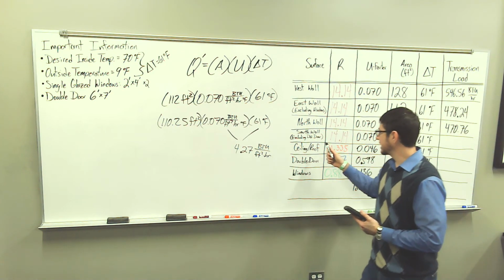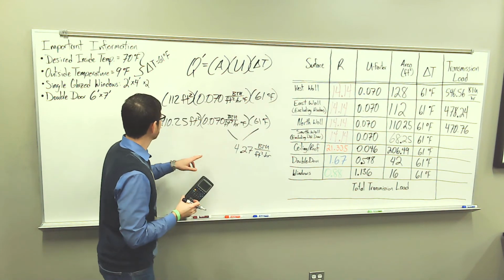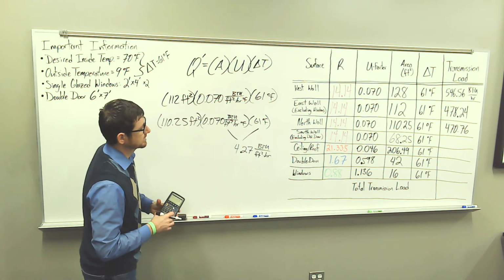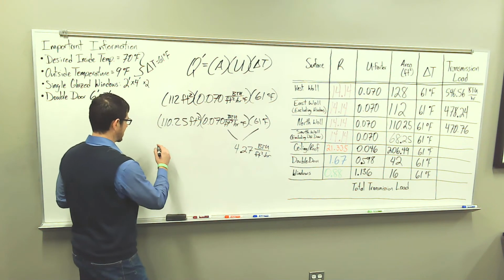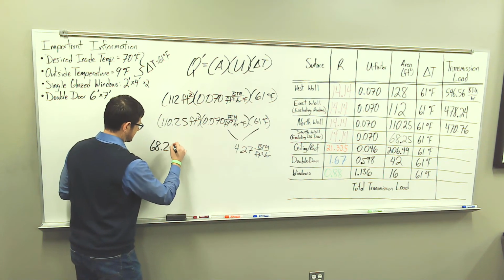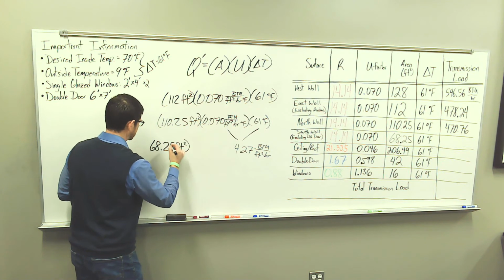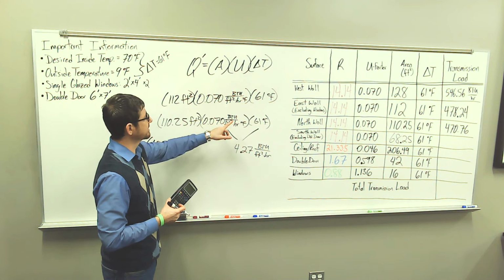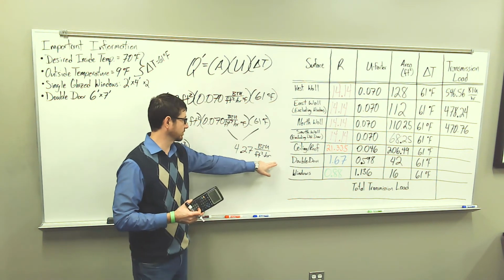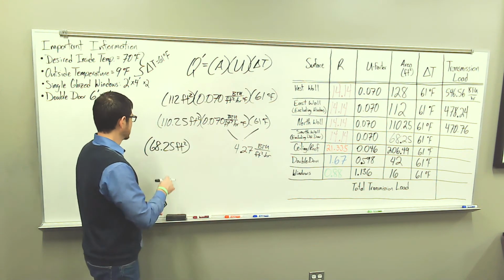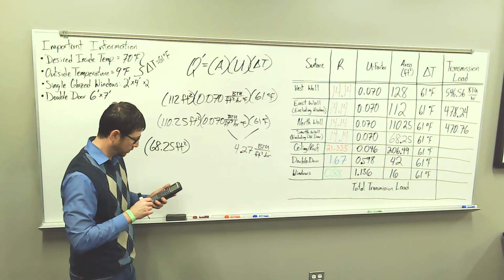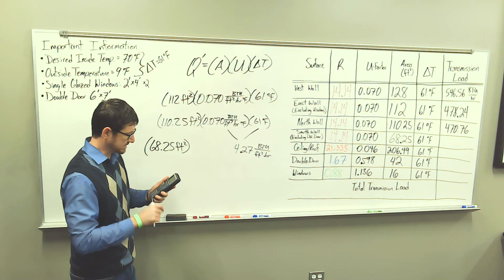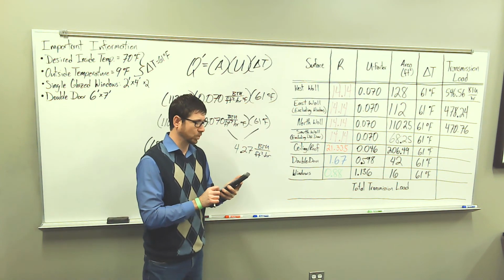Okay, now let's take a look at the south wall. Our area for the south wall is 68.25 square feet. And we are going to use the product of the U factor and the temperature difference, so we've created an algorithm here. So 68.25 times 4.27 is going to give me 291.42.